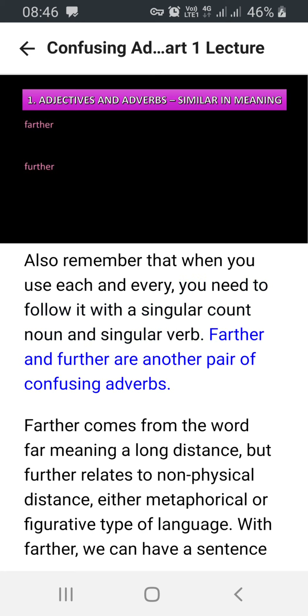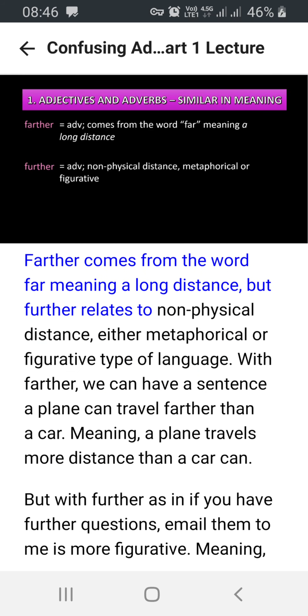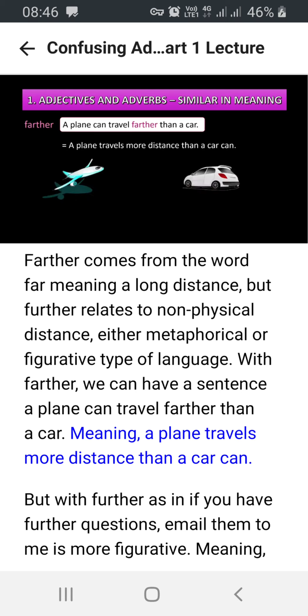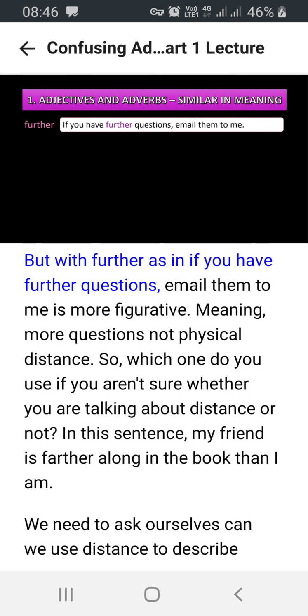Farther and further are another pair of confusing adverbs. Farther comes from the word far, meaning a long distance. But further relates to non-physical distance, either metaphorical or figurative type of language. With farther, we can have a sentence, a plane can travel farther than a car, meaning a plane travels more distance than a car can. But with further, as in, if you have further questions, email them to me, is more figurative, meaning more questions, not physical distance.